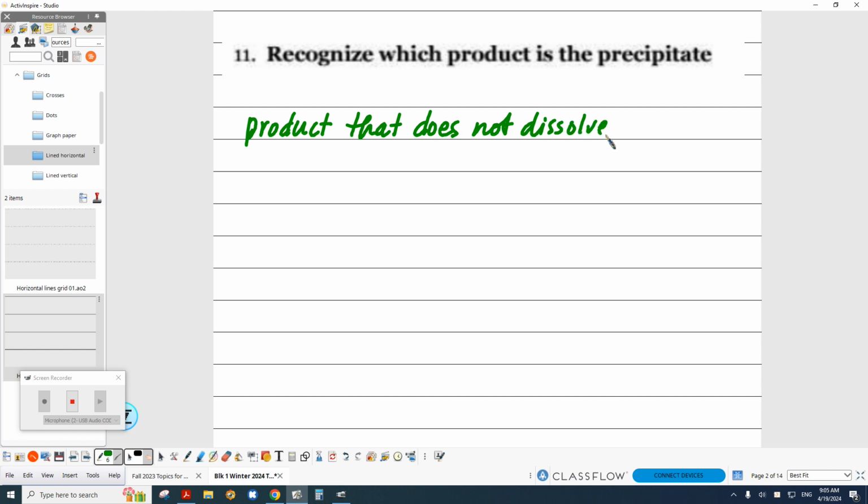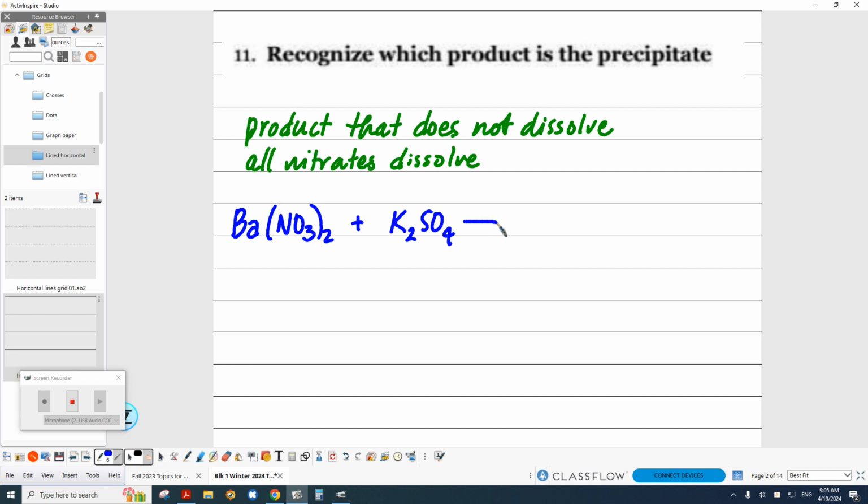And so imagine that there are two things that are mixing. What are the things that we know about compounds? All nitrates dissolve. So let me give you a compound that was not on the lab the other day, something called barium nitrate. Imagine you have barium nitrate, and barium nitrate's formula looks like this, and you mix that with something called potassium sulfate. And there's the formula for potassium sulfate.